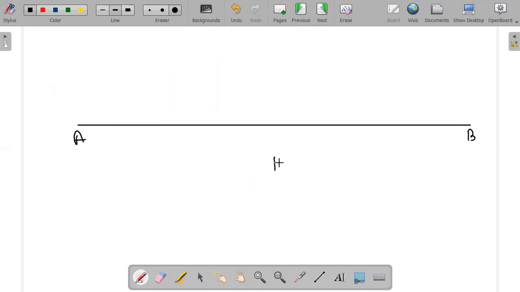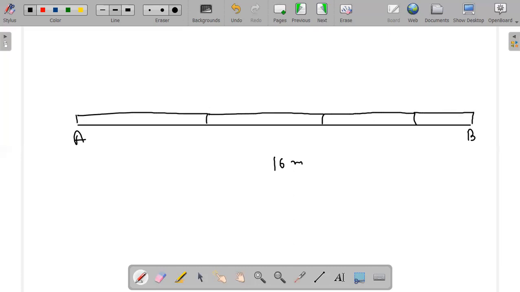The gap is actually 16 meter. Now, from here to here, it is 4 meter. From here to here, it is again 4 meter, again 4 meter, and again 4 meter. Now I am having a car, and my car completes this 4 meter in 2 seconds, another 4 meter in 2 seconds, another 4 meter in 2 seconds, and another 4 meter in 2 seconds.